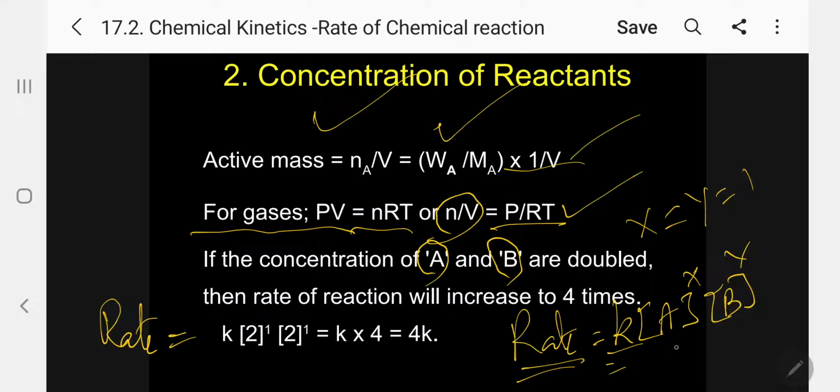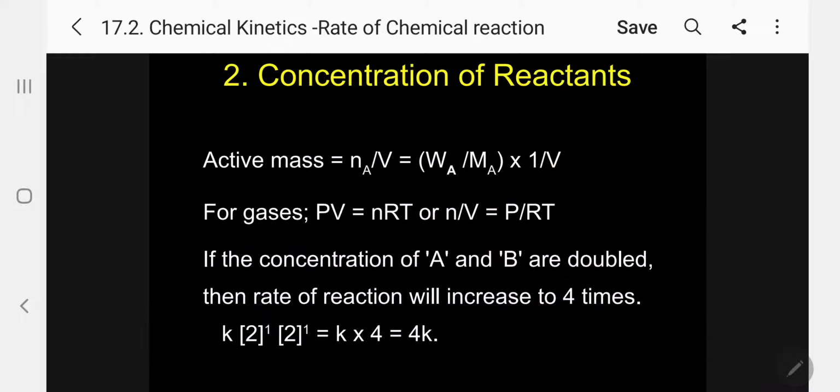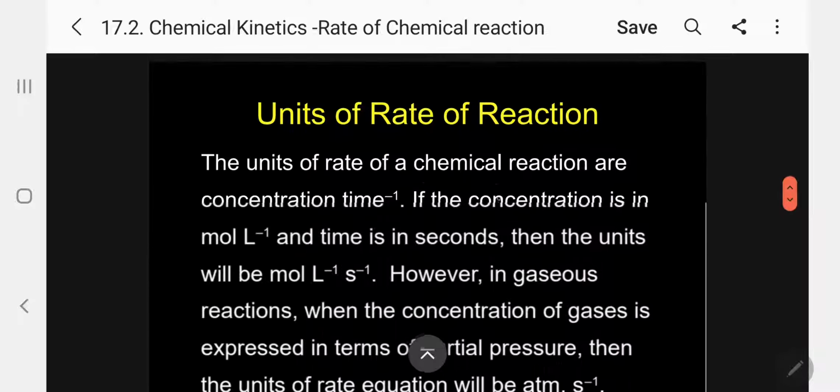Suppose I am doubling the concentrations instead of 1. When I double this, what will happen? 2 into 2, 4. So automatically 4k is coming. So if the concentrations of A and B are doubled, the rate of reaction will increase to 4 times. Kindly follow that. What is the indication? Increasing the concentration of the reactant will increase the rate of the chemical reaction. That is the final conclusion.